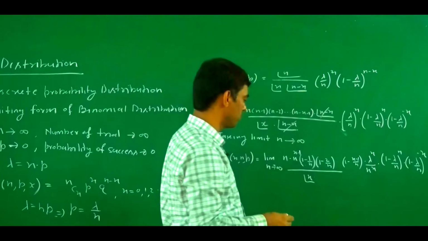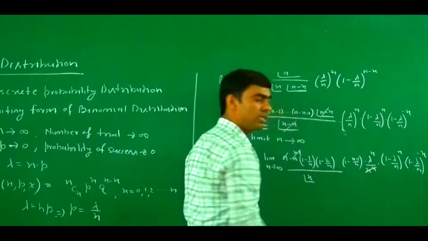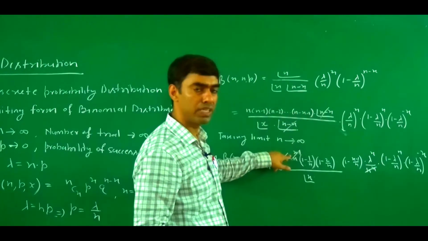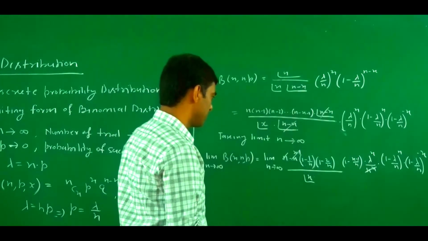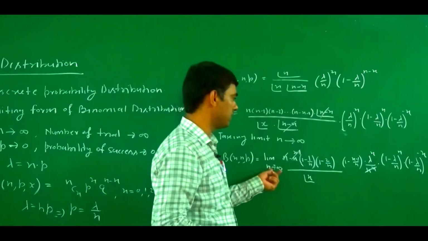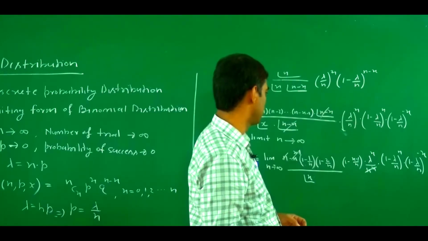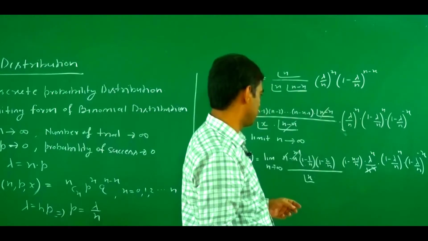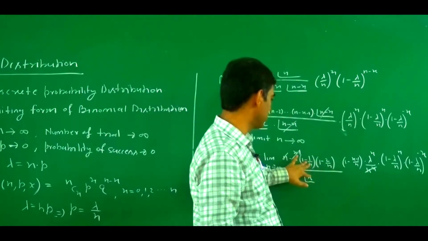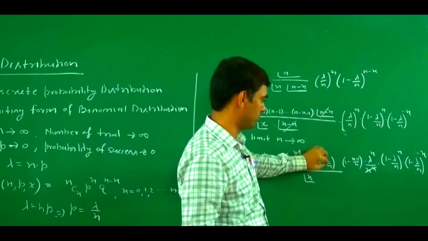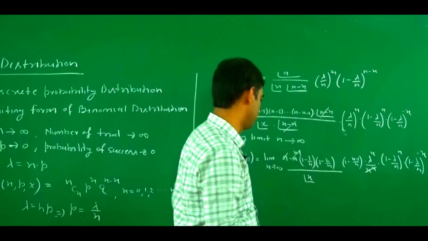If you closely observe, n into n to power x minus 1 becomes n to power x, and this one cancels out with the n to power x. So what does this become if we take a limit? Here we closely observe this one is lambda to power x divided by factorial x. And this term becomes 1, this term becomes 1 upon n, 0, 2 upon n, 0, because n tends to infinity. So this term becomes 1.